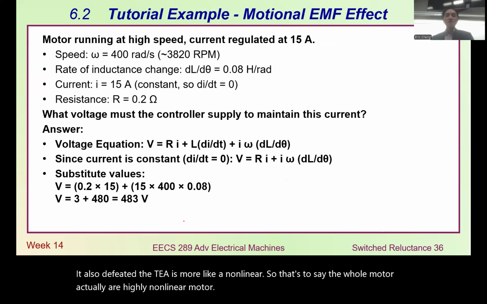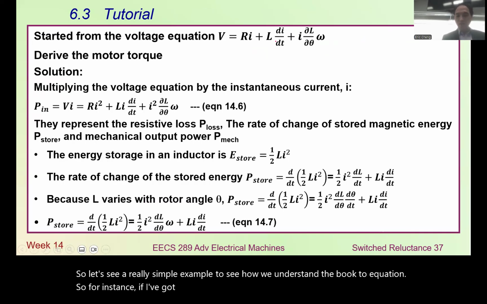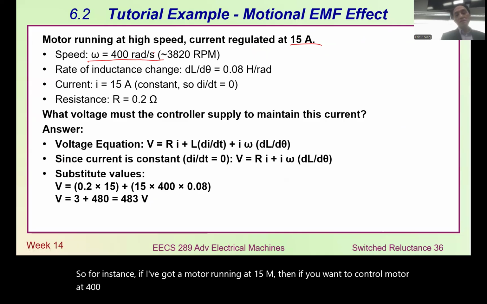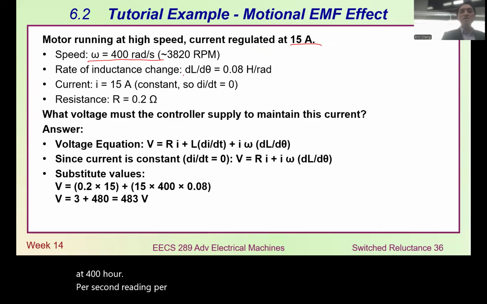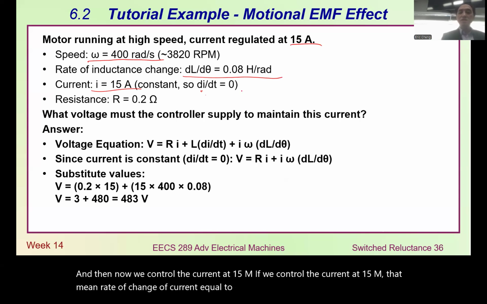So that's to say the whole motor actually is a highly nonlinear motor. So let's see a very simple example to see how to understand the voltage equation. For instance, if I got a motor running at 15 amp, and we want to control the motor at 400 radian per second, and the inductance profile will be 0.08 Henry per radian. And now we control the current at 15 amp. If we control the current at 15 amp, that means rate of change of current equal to 0. So that means constant current means the di d theta equal to 0.